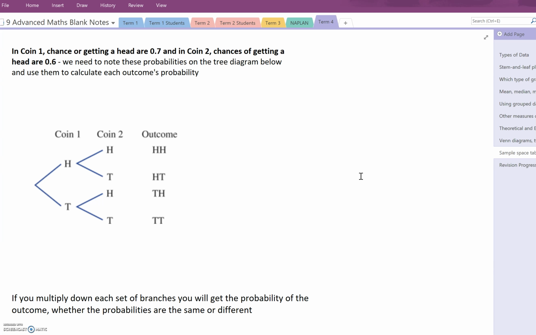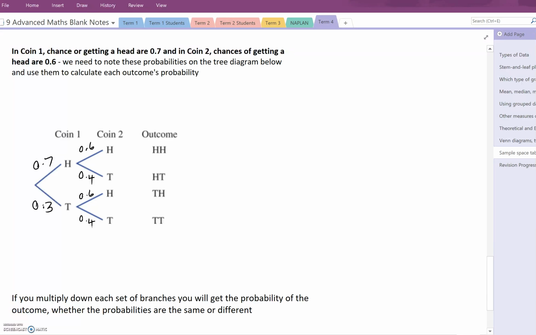of each outcome. So the chance of getting a head is 0.7. The chance of getting a tail then is 0.3, because remember I said each set of branches needs to add up to 1. That's also true here. So that's coin 1. In coin 2, the chance of getting a head is 0.6, which of course makes the chance of getting a tail 0.4. So again, you can see each set of branches adding up to 1.